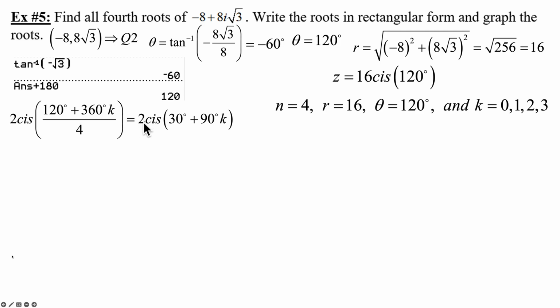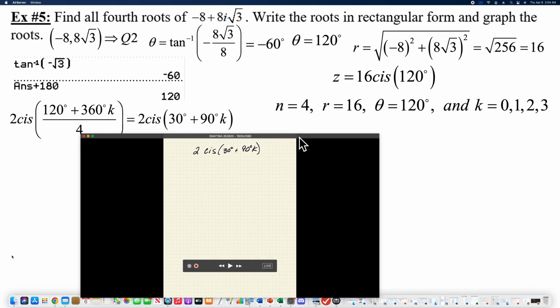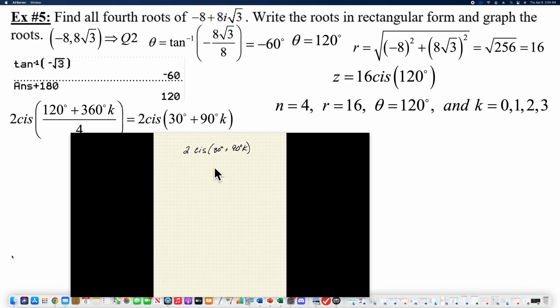Right, so again, let me go to our iPad here. Bring this over. And let's write down all of our 4 answers real quick. We know we're constantly going to be adding 90 degrees to each one. So 2 CIS 30 degrees. All right, add 90. 2 CIS 120 degrees. Add 90. 2 CIS 210 degrees. Add 90 to get the last one. 2 CIS 300 degrees.